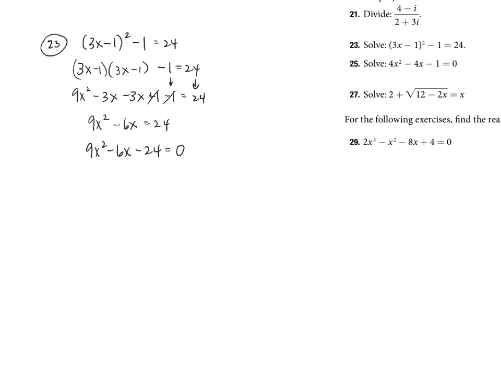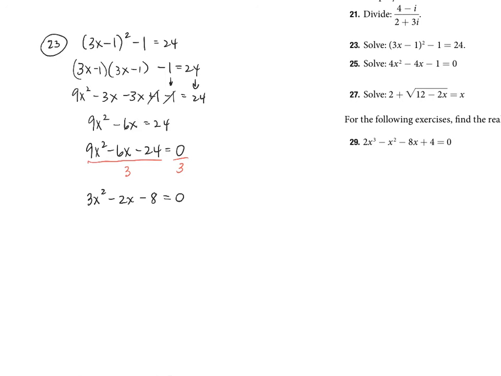All right, so now in order to make my numbers a little smaller, I could divide everything by 3. But if you didn't see that, that's okay. You can do the quadratic formula with what you have. So I'm going to get 3x squared minus 2x minus 8 is equal to 0. Let's see. I'm going to try to factor. I think we're going to be able to factor it.